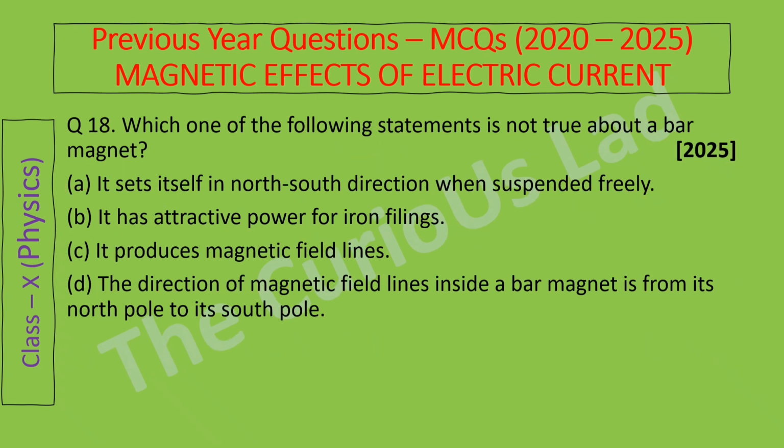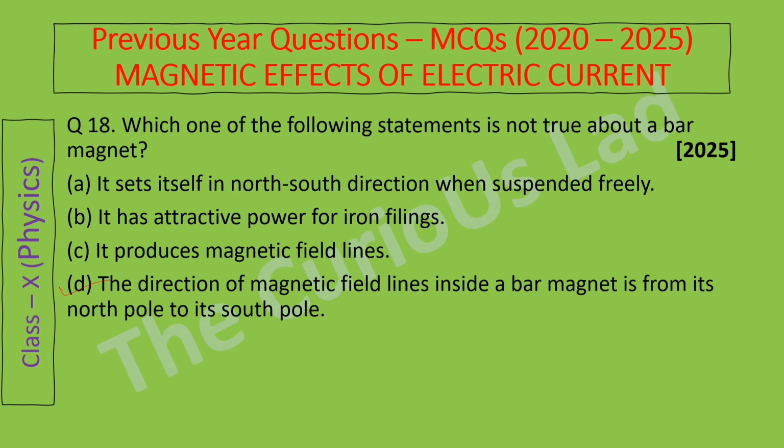Next, 18th question. Which one of the following statements is not true about a bar magnet? Option A, it sets itself in north-south direction when suspended freely. Option B, it has attractive power for iron filings. Option C, it produces magnetic field lines. Option D, the direction of magnetic field lines inside a bar magnet is from its north pole to its south pole. And the correct answer is option D, the direction of magnetic field lines inside a bar magnet is from its north pole to its south pole.